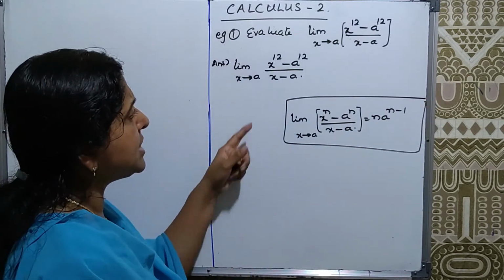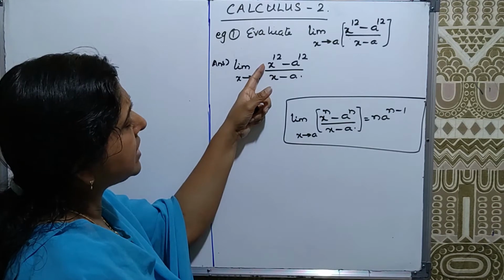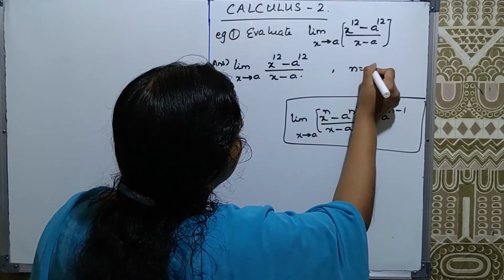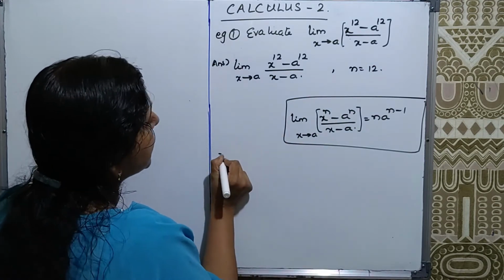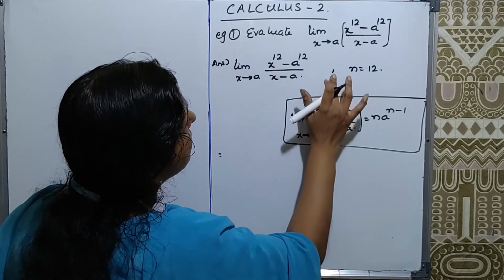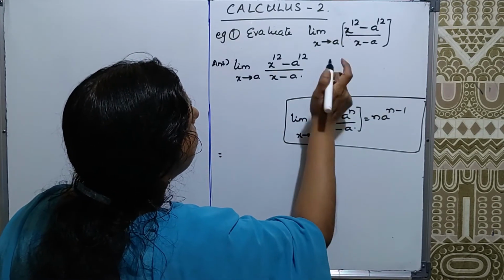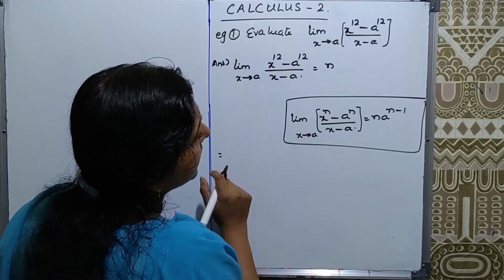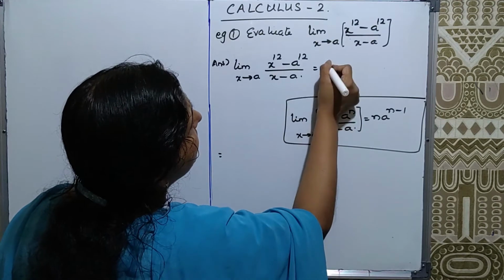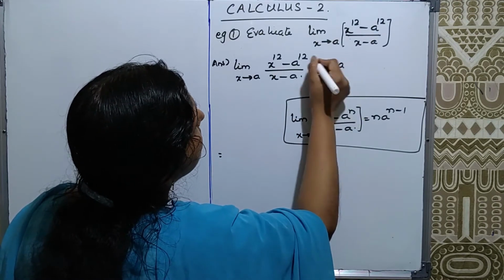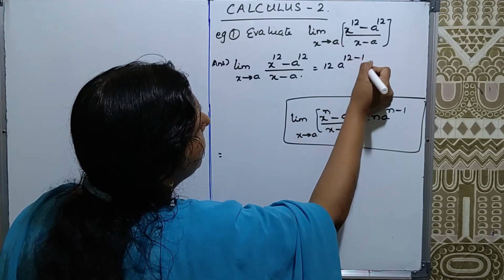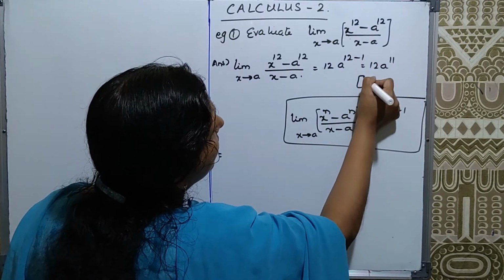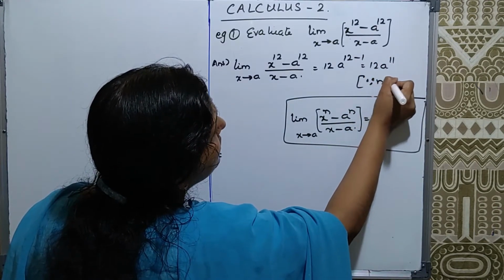So here in the place of n is actually 12. According to this question, n equal to 12. So we'll write the formula n a raised to n minus 1. Here the answer will be, directly I'll write n, n is actually 12, a raised to 12 minus 1 equal to 12 a raised to 11. Separately I'll write because n equal to 12.